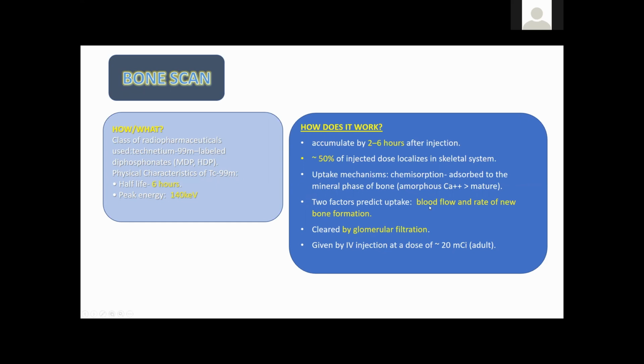There are two factors which predict the uptake. The first one is the blood flow, and the second one is the rate of new bone formation, and it is cleared by glomerular filtration. And this is the dose in adults, if anyone wants to know.